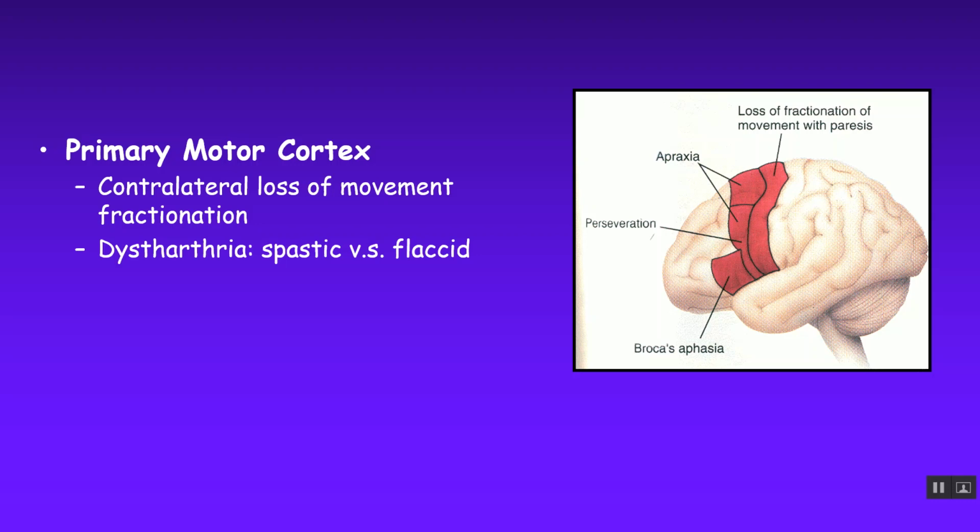So usually it involves a vascular territory, which we'll talk about tomorrow, that affects maybe more of your face and arm, if it's more of a middle cerebral artery stroke. If it affects more just your leg, then it's probably more of an anterior cerebral artery stroke.